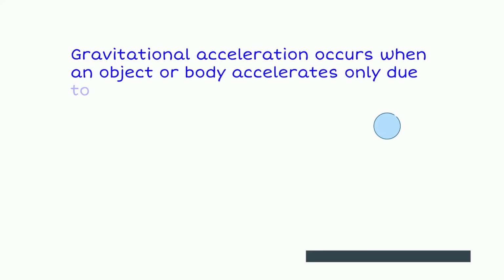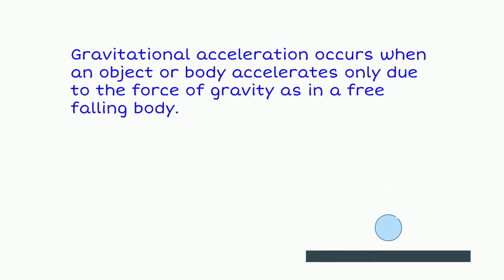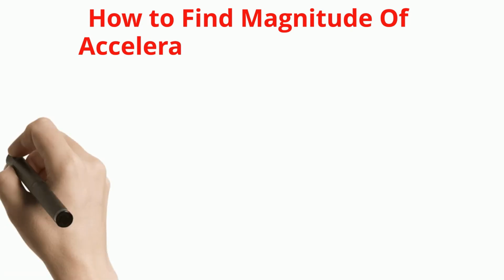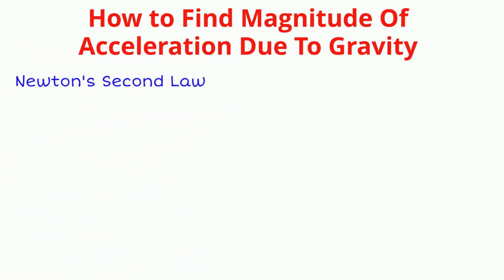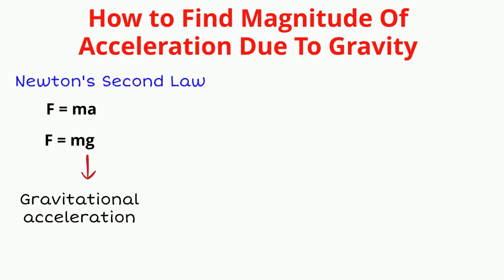Now we know that gravitational acceleration occurs when an object or body accelerates only due to the force of gravity, as in a free-falling body. So let's see how to find the magnitude of acceleration due to gravity. According to Newton's second law, force is given by F is equal to ma. When the force is gravitational pull, however, the acceleration is gravitational acceleration, which is represented by the letter g. As a result, the above equation can be written as F is equal to mg.